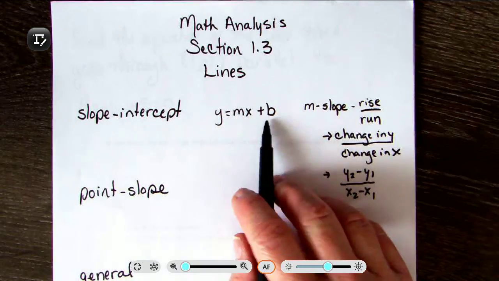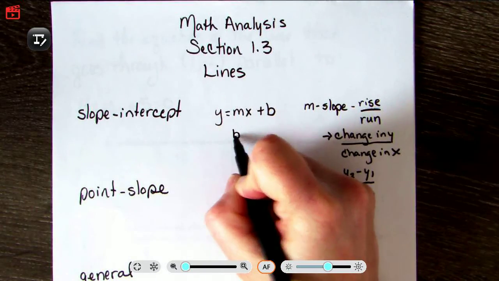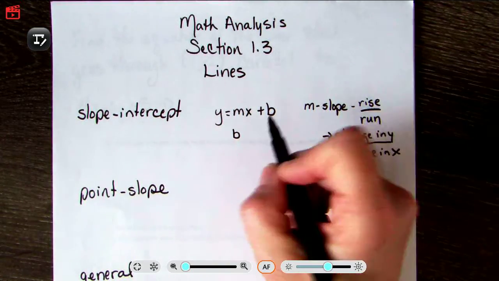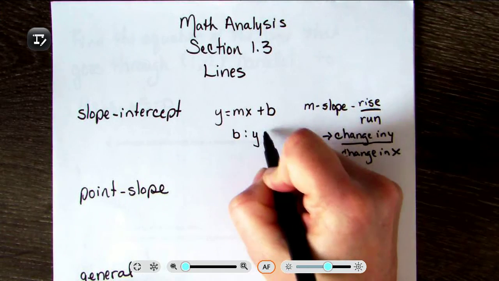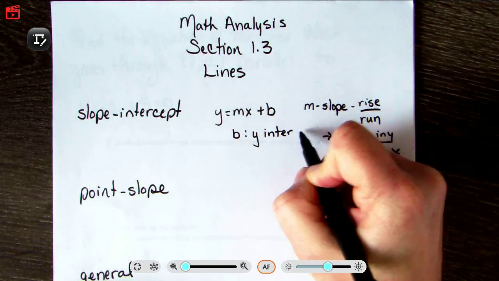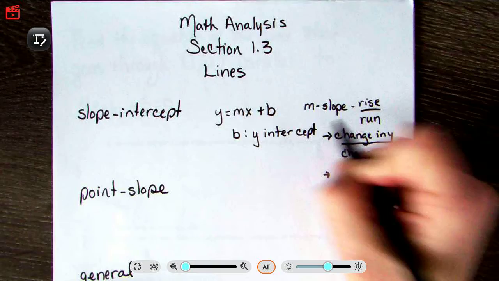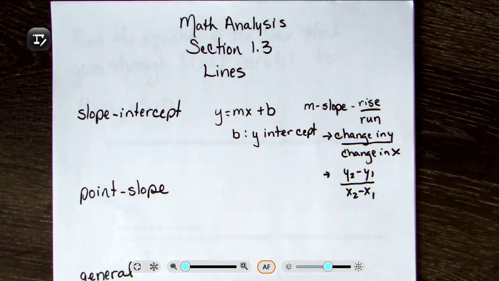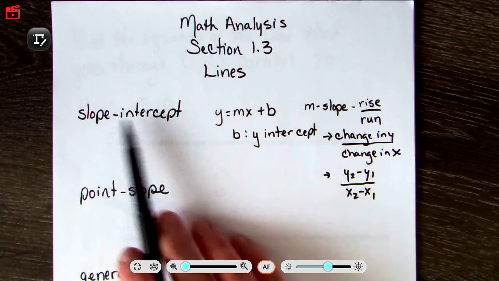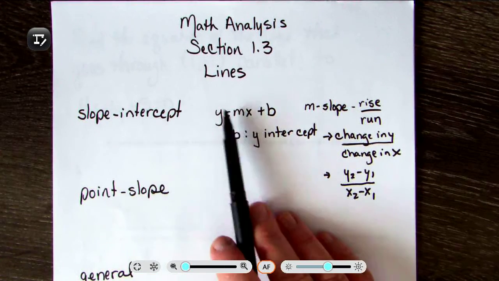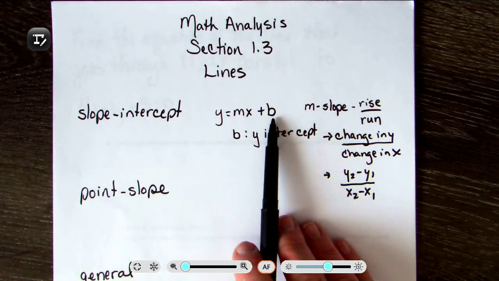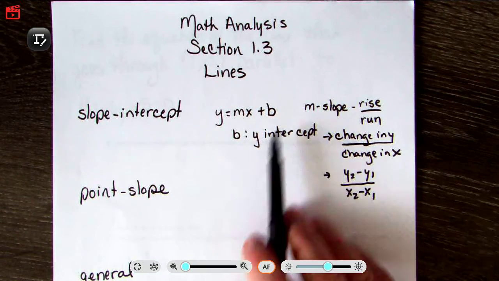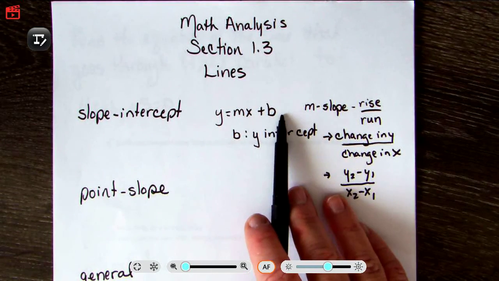The other piece that's in here is b, and b represents the y-intercept, where this line crosses the y-axis. So y equals mx plus b, slope-intercept. That's the name of the form because we need the slope and we need the intercept in order to create it. And m is your slope, b is your intercept.